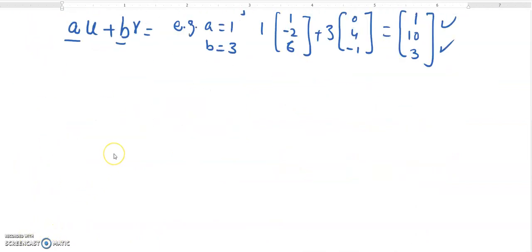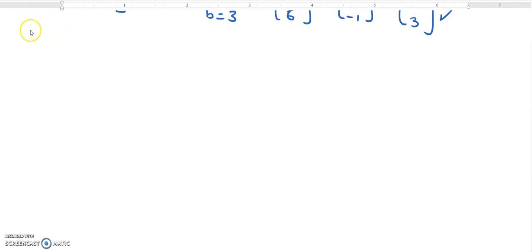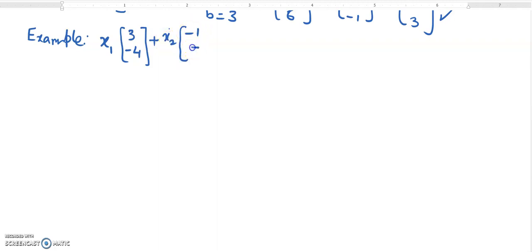Okay, the next example is we can represent a vector equation as a linear system. So for example, if we have a vector equation in this form, x1 times (3, minus 4) plus x2 times (minus 1, 7) is equal to (minus 3, 0). We can represent it as a linear system of equations.